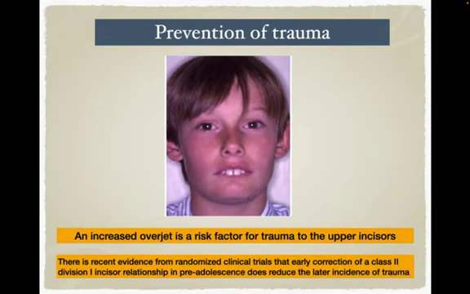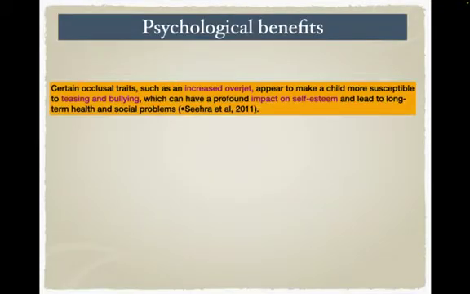And evidence has shown with a randomized clinical trial that early treatment and correction of the class 2 reduce the risk of developing trauma. So yeah, if a patient has increased overjet and incompetent lips, then orthodontic treatment is beneficial to reduce the risk of trauma. What about the psychological benefits?